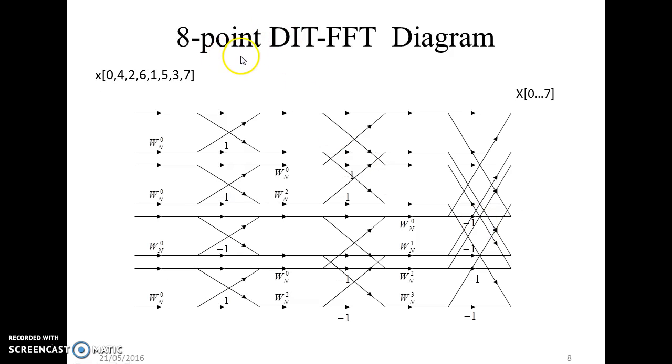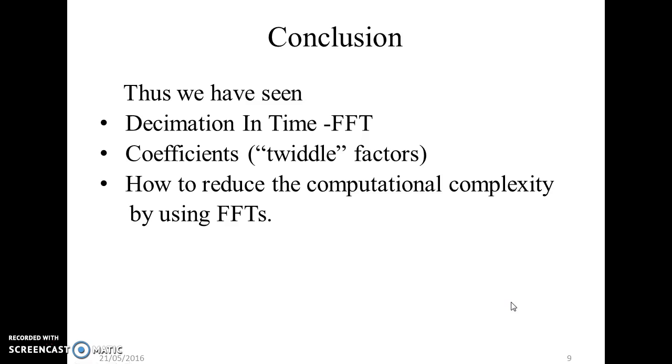If we consider the 8-point DIT-FFT diagram, then we have the points x of 0, x of 4, x of 2, x of 6, x of 1, x of 5, x of 3, x of 7. And finally, after 3 decompositions, we will get X of 0, X of 1, X of 2, X of 3, X of 4, X of 5, X of 6 and X of 7.